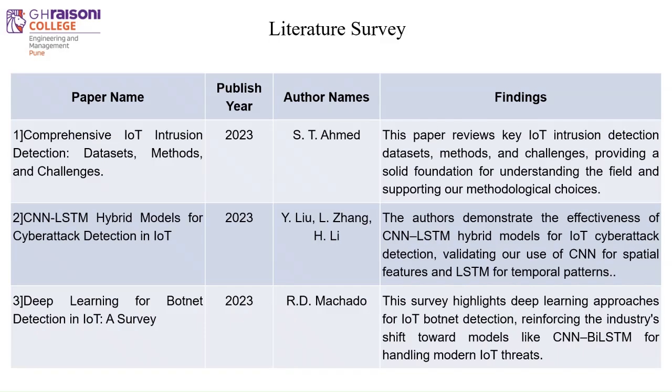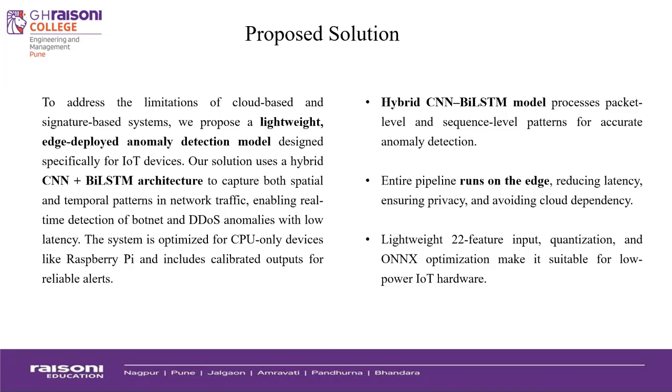To address the limitations of existing systems, we propose a real-time edge deployed anomaly detection solution designed specifically for IoT environments. Our approach focuses on processing only 22 lightweight features extracted from the network traffic metadata, which makes the system fast, privacy preserving, and computationally efficient.